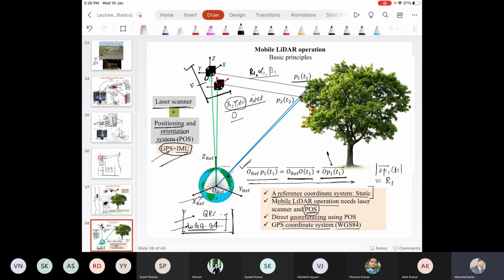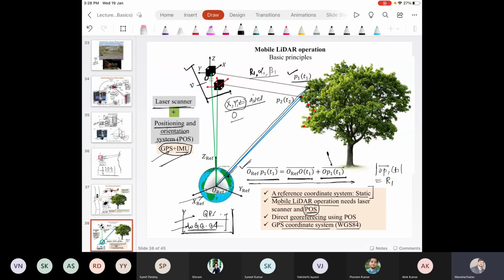In vector algebra, when we are going to add multiple vectors, vector addition can only be performed when all the vectors are in the same coordinate system. Is it fine? So that is a concept from the vector algebra side. What I'm doing here, this vector O reference P1, that is our aim. This we want to calculate.